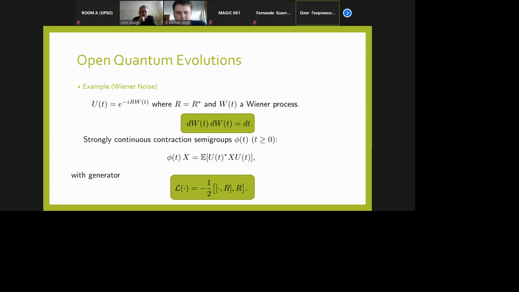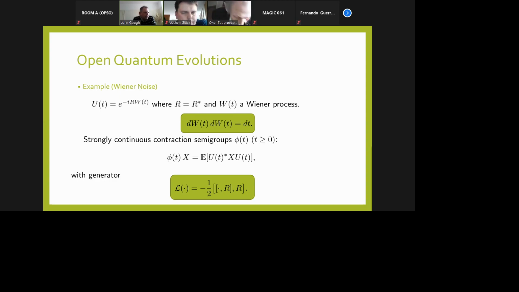And at the end of the day, we can consider the evolution under a particular realization of this, and then average over all possible sample paths we could have had. So this gives us an average evolution. It turns out that this has a semigroup structure. It turns out to be strongly continuous as well. Because we're averaging unitaries, it's going to be a contraction semigroup.